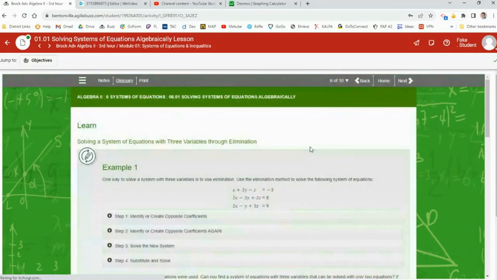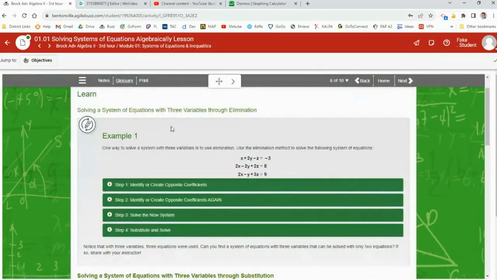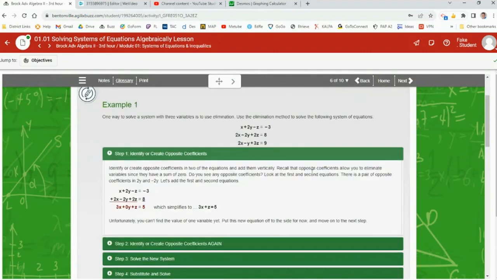Let's see what we have here. Okay, system equation with 3 variables through elimination. So here's one with 3 different variables. So you have to identify or create.